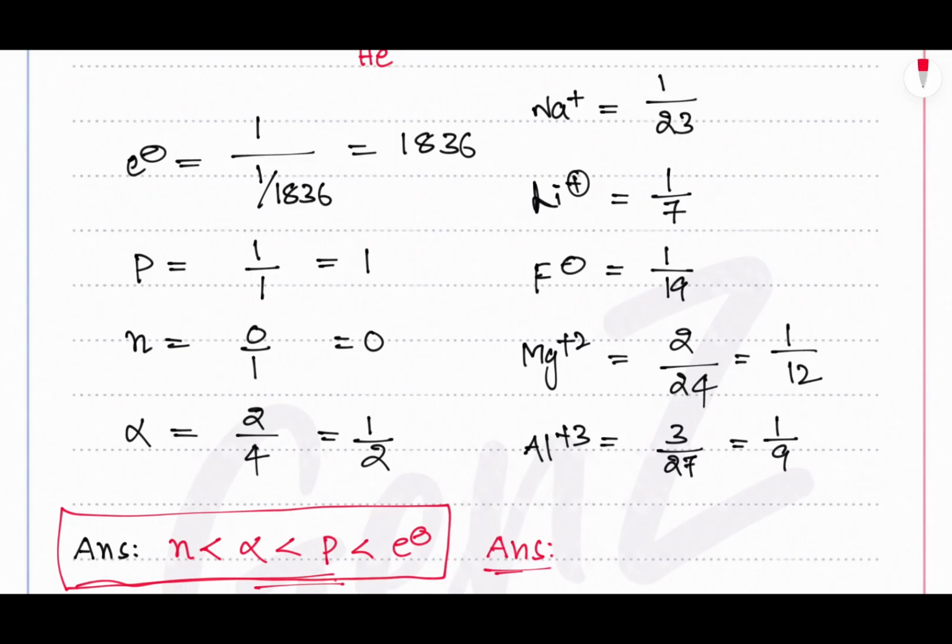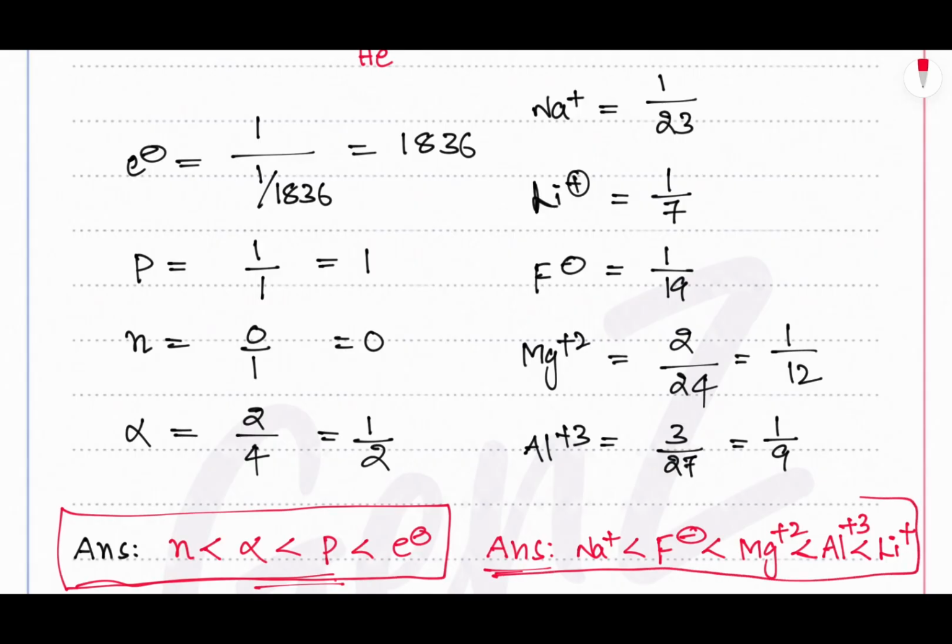When you write the answer, what is the order in this case? The lowest value is for sodium plus, then F minus, then Mg plus 2, then aluminum plus 3, and the highest in this case is for lithium plus. This is the way we solve this type of question.